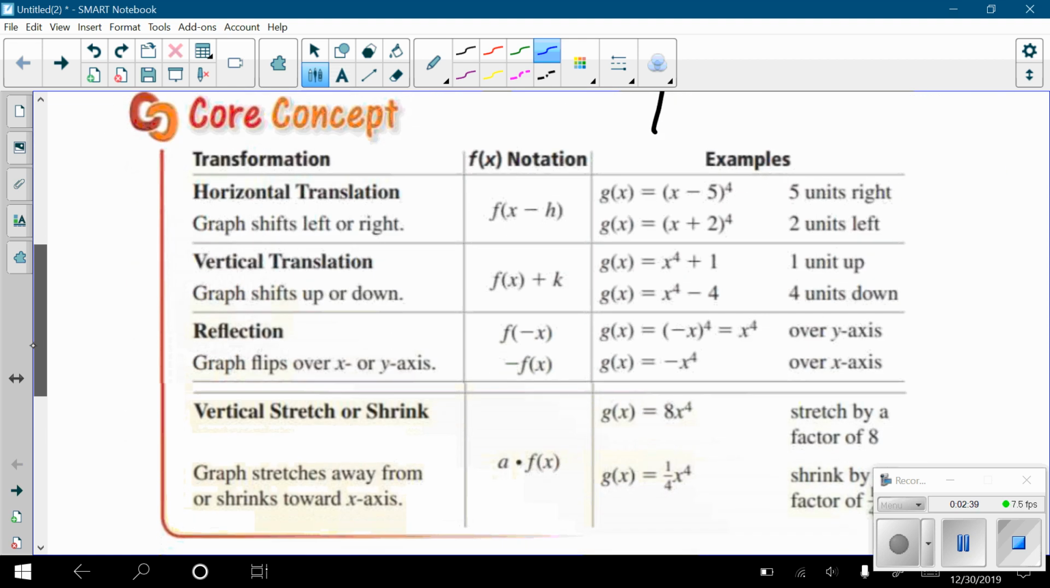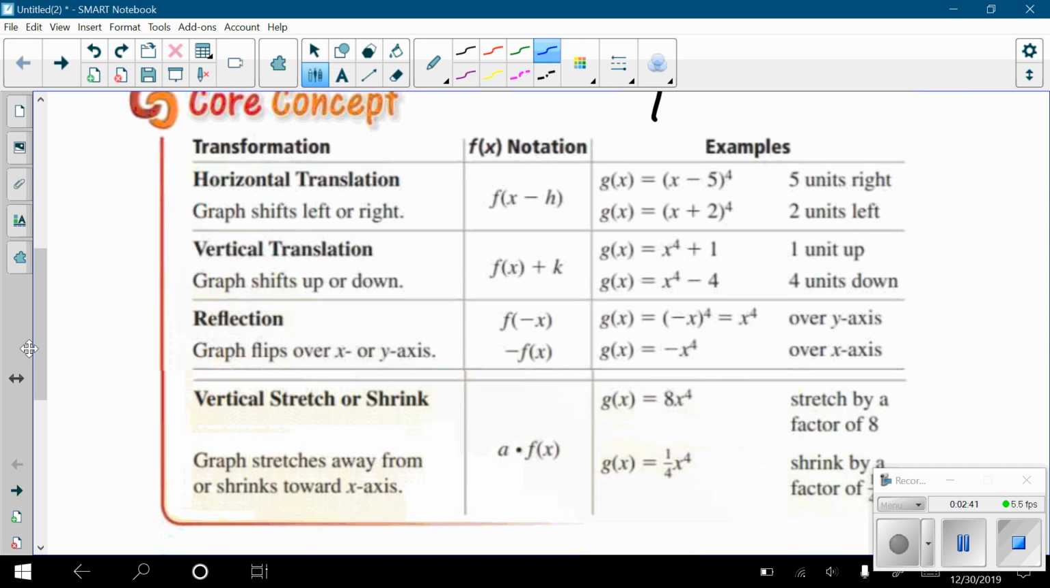Here's a quick recap of things that you should know from previous chapters. Okay. If you do a minus on the inside, it moves it right. Plus on the inside moves it left. Plus on the outside moves it up. Minus on the outside moves it down. A negative on the inside is a reflection over the y-axis, and a negative on the outside is a reflection over the x-axis. And then a number on the outside stretches it. If that number is less than 1, it shrinks it. Okay. Hopefully you remember that from previous chapters.